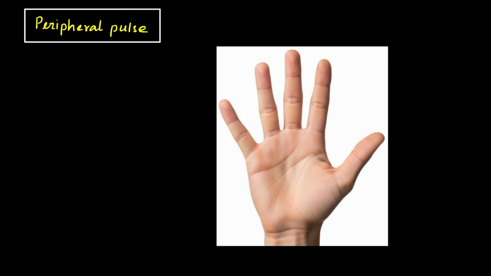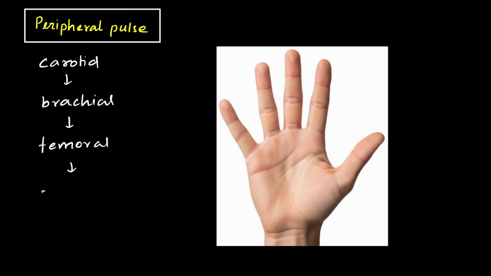Finally, we have the peripheral pulses. Remember, the sequence at which the peripheral pulses get transmitted is the carotid pulse, followed by brachial pulse, then the femoral pulse, and then the radial pulse. Since the difference in sequence of transmission is in milliseconds, you can't really appreciate the sequence by palpating these pulses.